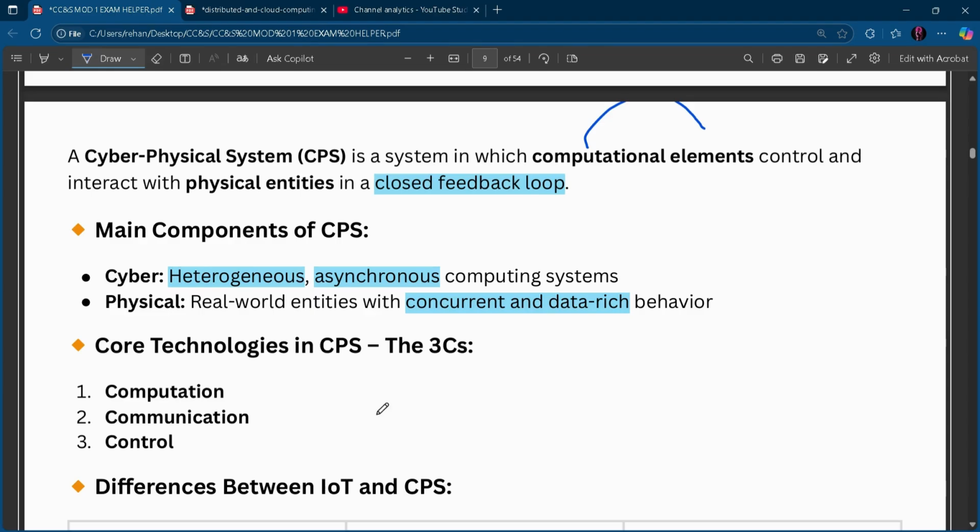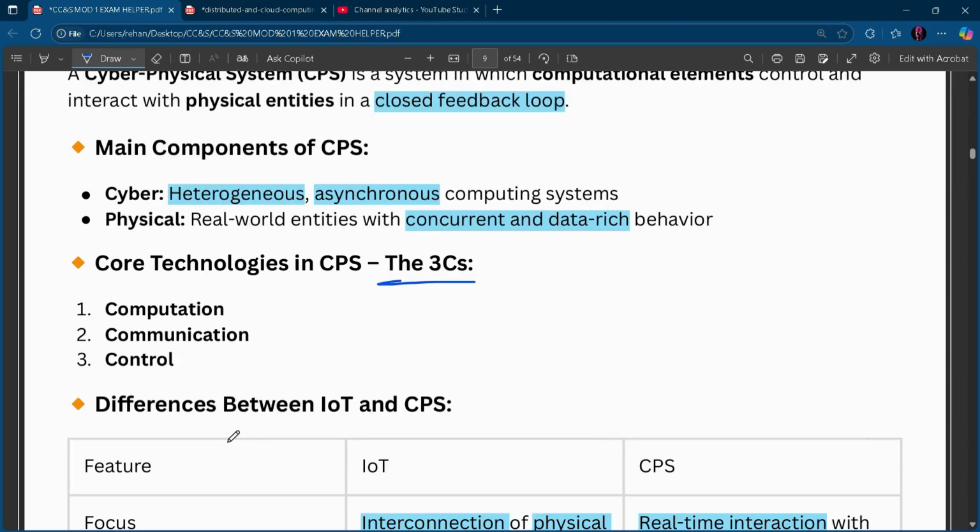Core technology: there are three C's. Simply remember the three C's: communication, control, and computation. The order is your own, you can rearrange it in any order. Computation: you can write about how the processor computes the data. Communication: sharing of resources. Control: how it controls these resources.